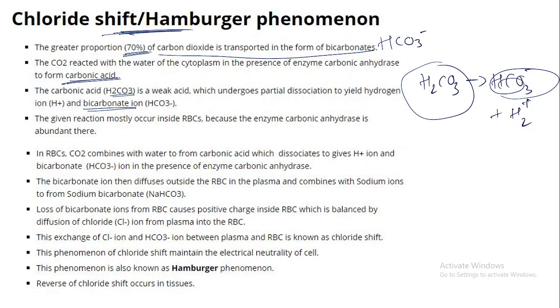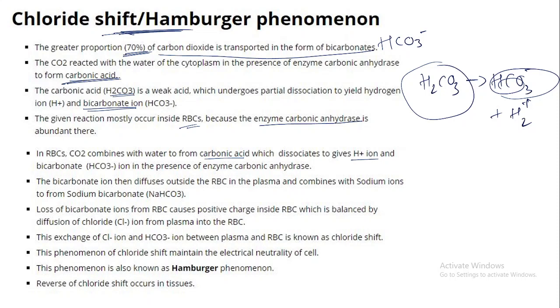Now the given reaction mostly occurs inside the RBCs because the enzyme carbonic anhydrase is present abundantly inside the RBC. That's the reason. In RBCs, carbon dioxide combines with water to form carbonic acid, which dissociates to give H plus ions in the presence of enzyme carbonic anhydrase. The bicarbonate ion then diffuses outside the RBC into the plasma and combines with sodium ions to form sodium bicarbonate.